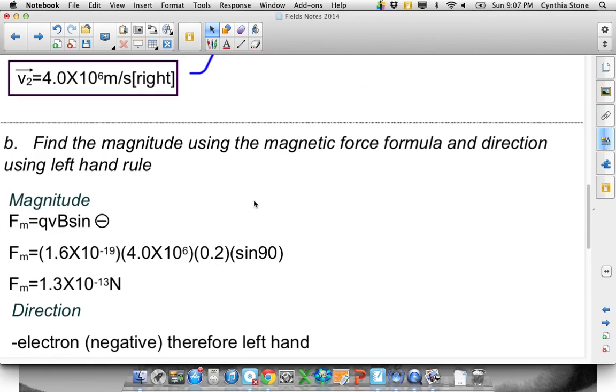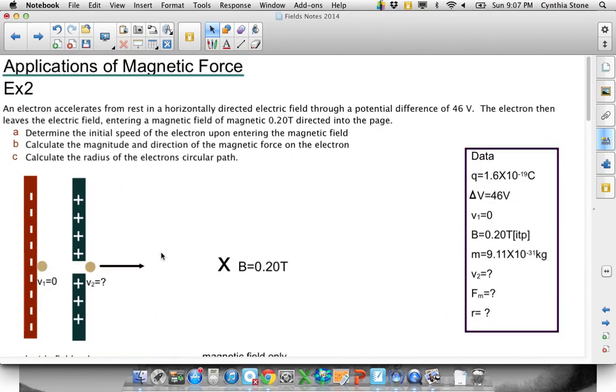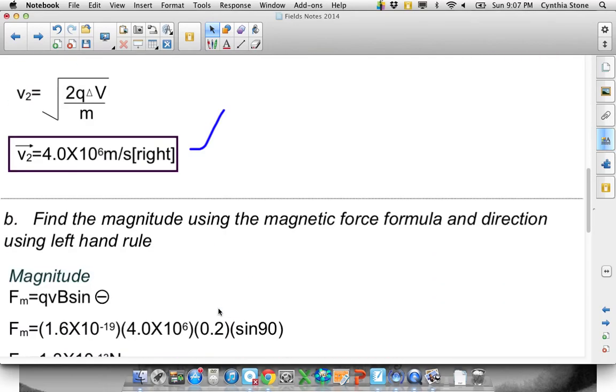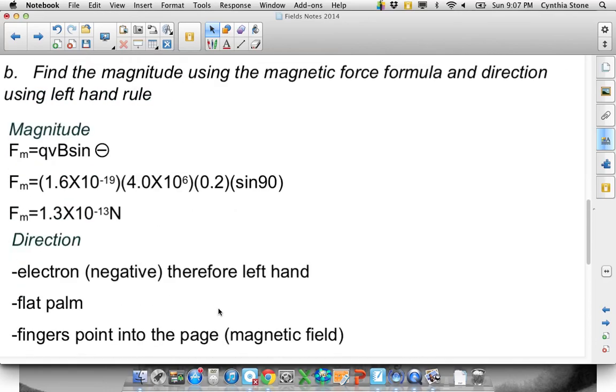Now wait a second. How do I know it's sine of 90? I know the Q, I know the V, I know the B. How come I know it's sine of 90? Let's see. It's moving horizontally, okay? And the magnetic field is into the page. So if you think about that, those have got to be at 90 degrees to each other, right? And again, no angle given is the quick answer.